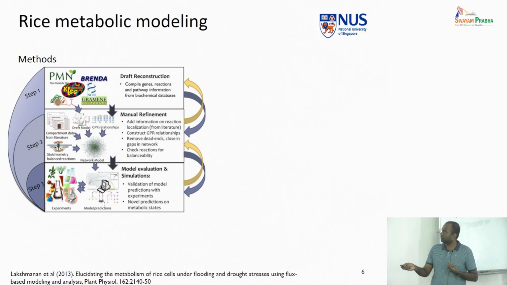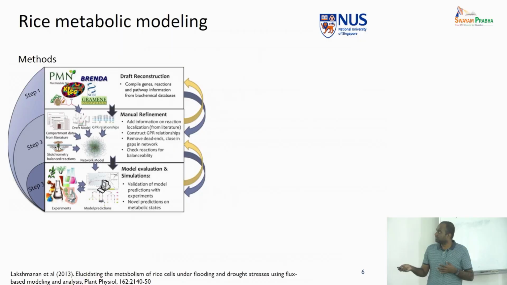we performed a lot of manual refinements, meaning which particular reactions may happen only in plastids, which particular reactions may happen only in mitochondria, which particular reactions may have duplications across the network, and so on. So after doing this thorough manual refinement, we were able to develop this model and subject it to various in silico simulations, which were able to give us the intracellular fluxes.